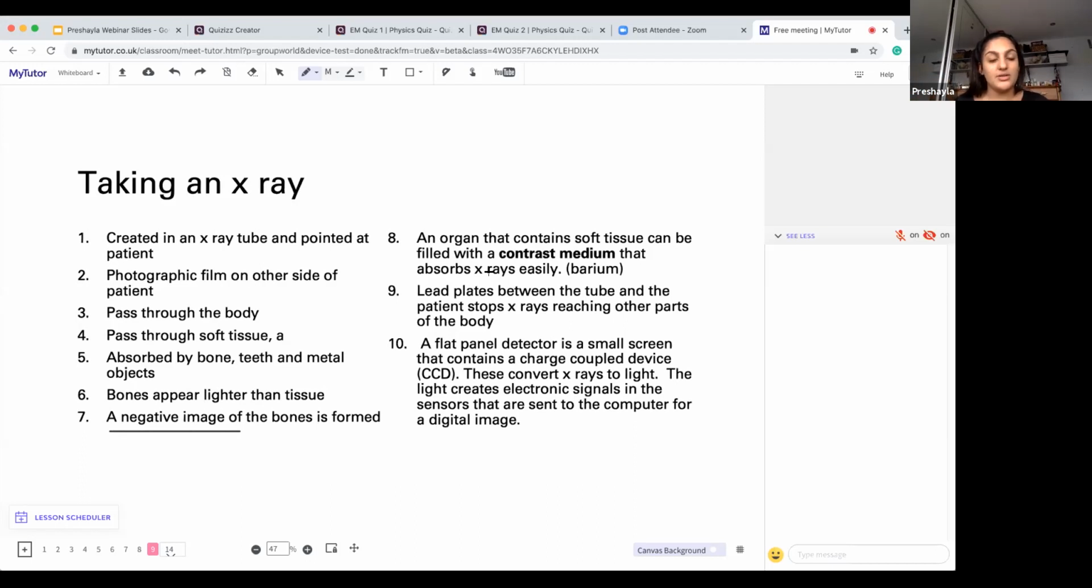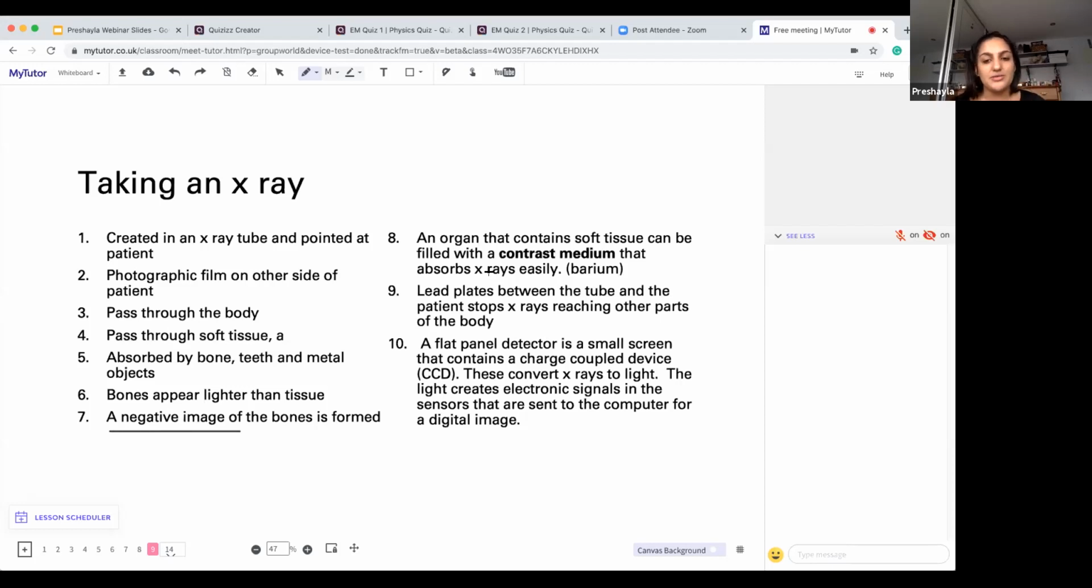So an organ that you might want to take a picture of could be a stomach, for example. So let's say an X-ray needed to be done of your stomach. What would happen is you would be fed a meal that contains this contrast medium. Usually this contrast medium is in the form of barium. So you'd swallow some barium and that would show up in your stomach. Now barium absorbs X-rays really easily and therefore you're going to get a really nice picture of your stomach because you swallowed the barium and it can absorb X-rays easily.